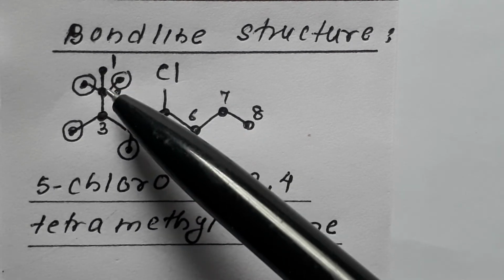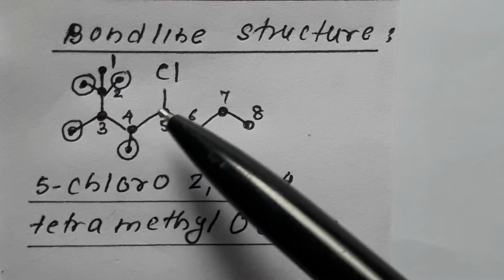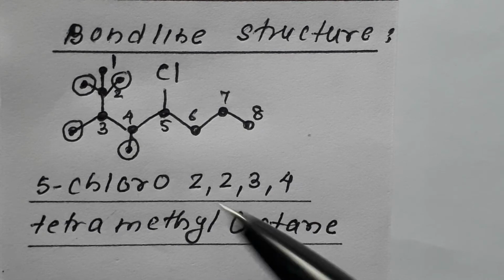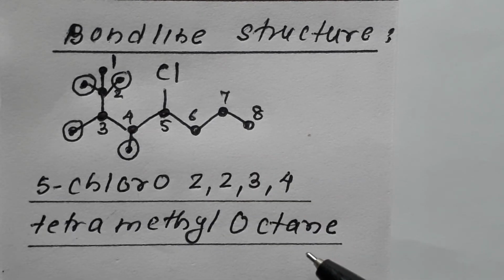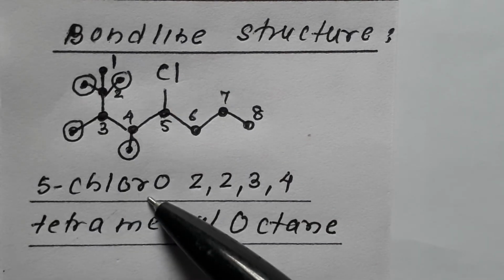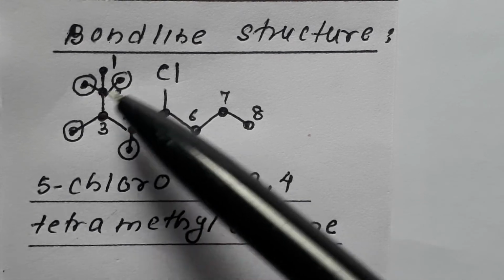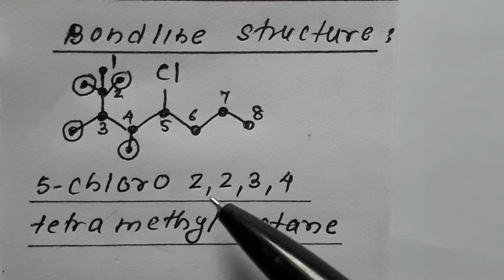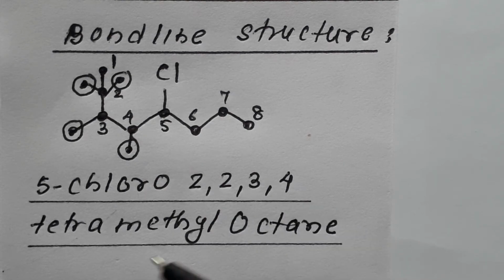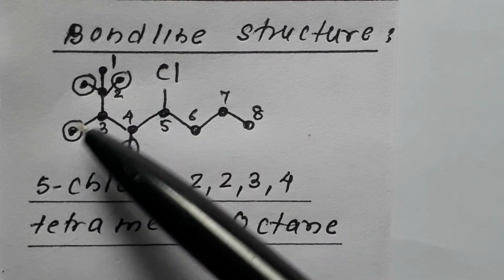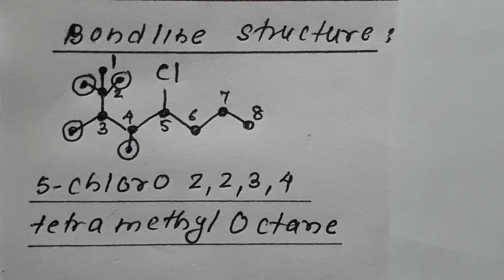So this is number 1, 2, 3, 4, 5, 6, 7, 8. So 8 carbon is oct, between them single bond is ane, having chloro at position 5. Therefore this is termed as 5 chloro. And then there is methyl at 2, again methyl at 2, methyl at 3, methyl at 4. So it is 2, 2, 3, 4 tetramethyl octane. So 5 chloro 2, 2, 3, 4 tetramethyl octane is the name of this given compound.